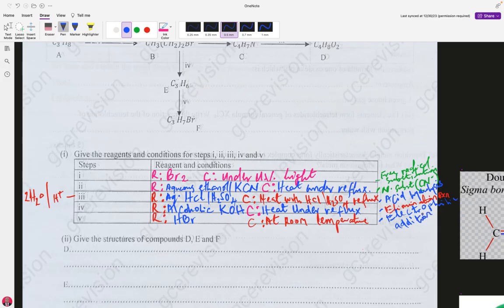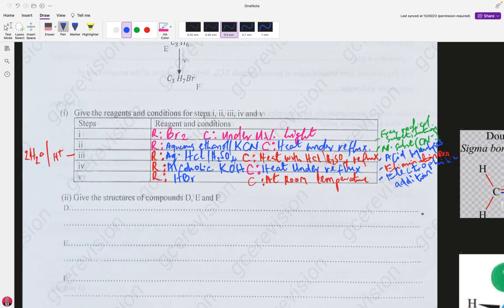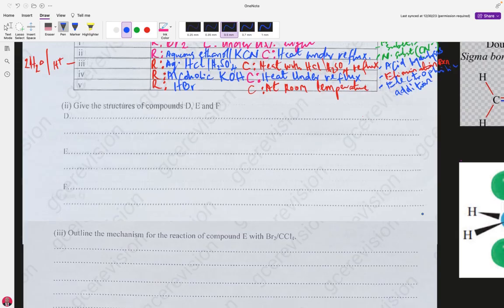Okay, so we have five different reactions here. Free radical substitution reaction. There is nucleophilic substitution of the cyanide, which is number 2. There is acid hydrolysis, which is number 3. There is elimination reaction, which is number 4. And there is also electrophilic addition, which is number 5. Thank you.